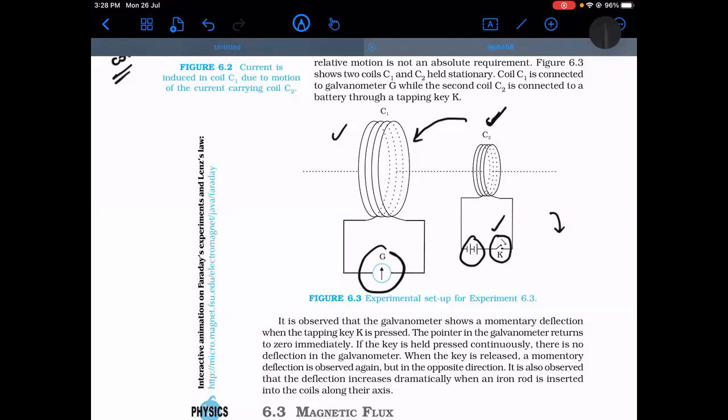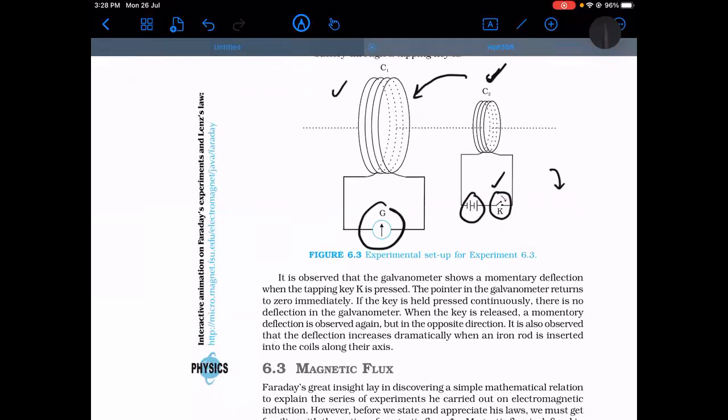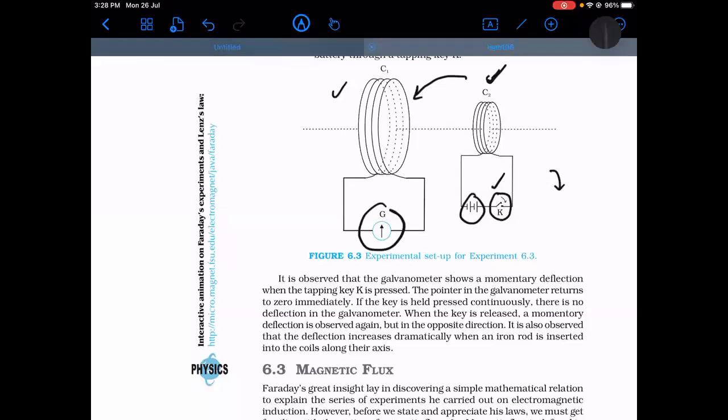I want you to be very clear about this. If somebody asks when EMF gets induced, what will you say? Let's say there is an MCQ with two options. The first option is: only when there is a relative motion between the magnetic source and the coil. The second option is: when there is a change of flux with respect to time in the pickup coil, which is the more apt option.